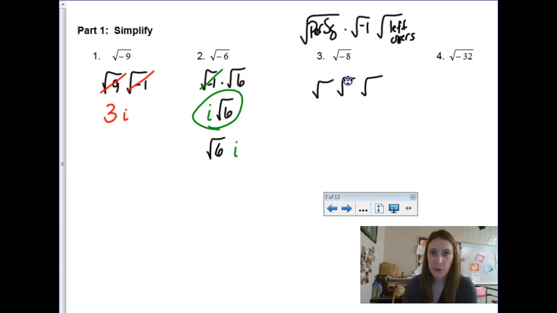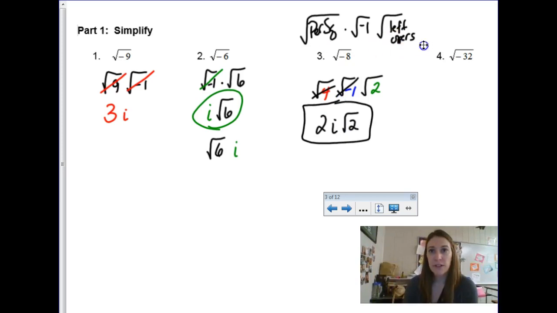So the perfect square component of 8 is a 4. Negative 1 is negative 1. And then 4 times 2, 2 would be the leftover part. So now I'm going to simplify. The square root of 4 is a 2. The square root of negative 1 is an i. And the square root of 2 does not break down.